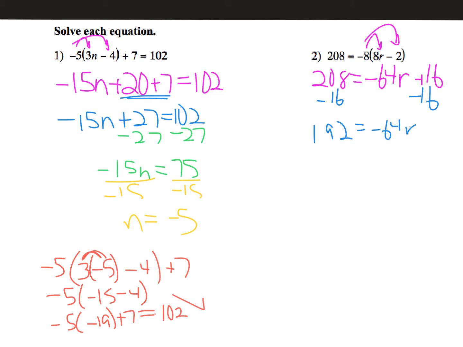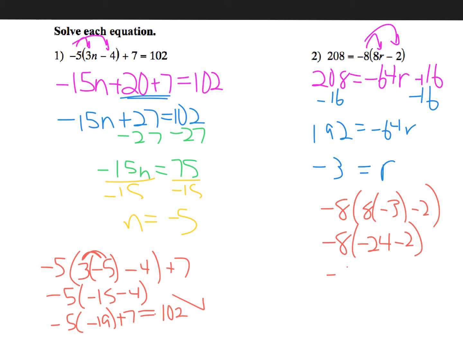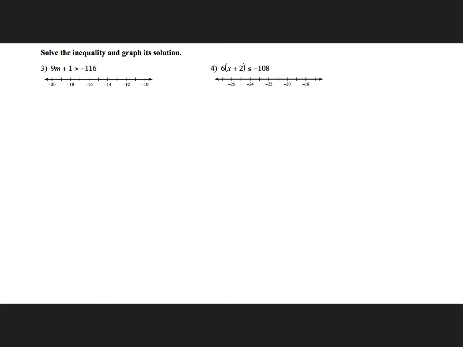And then you're going to take that 192 and you're going to divide by 64. And you're going to get 3. Well, it's a negative 3. And again, if you want to check, feel free to check. So you get negative 8 times negative 3 minus 2. 8 times negative 3 is negative 24, minus 2 is negative 26. Negative 8 times negative 26, that's 160 and 48, which is 208, and it worked. Yay! So feel free to give that a shot.